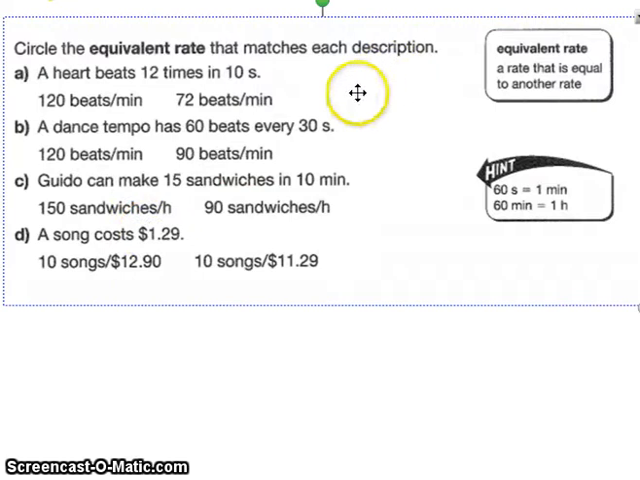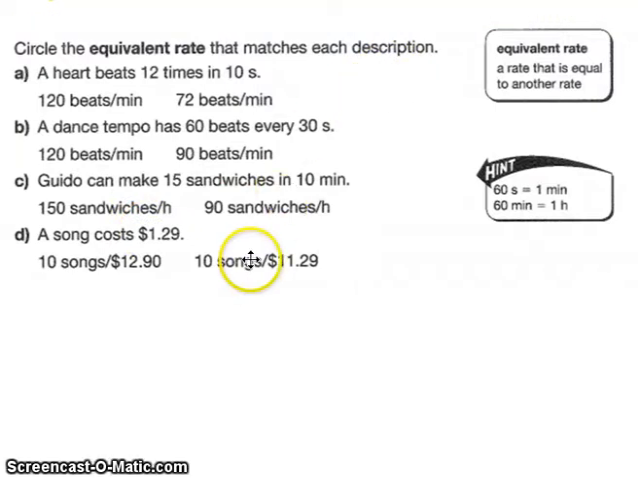Okay, let's look at example number 2 here. We're going to be talking about equivalent rates right now. And again, equivalent rate just means a rate that's equal to another rate. It's the same kind of concept as equivalent fractions. So let's look at an example here.